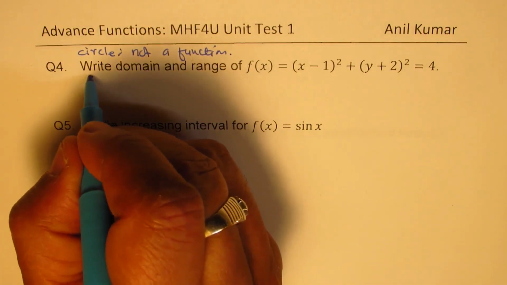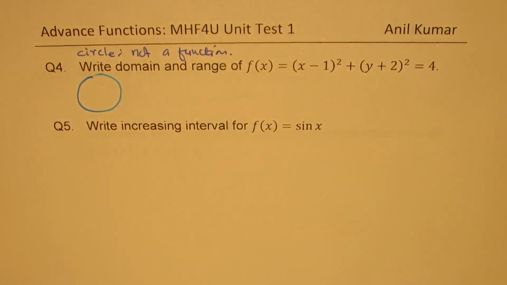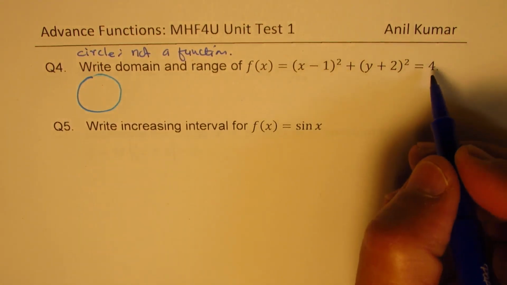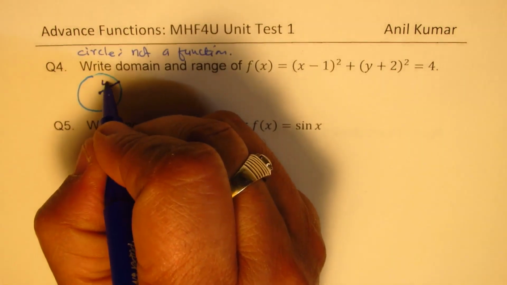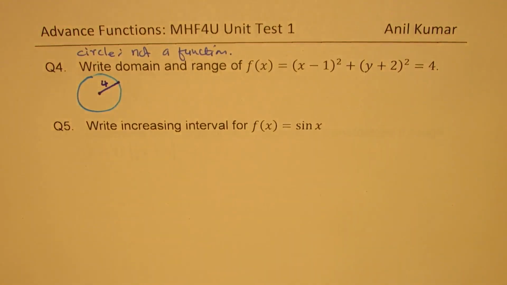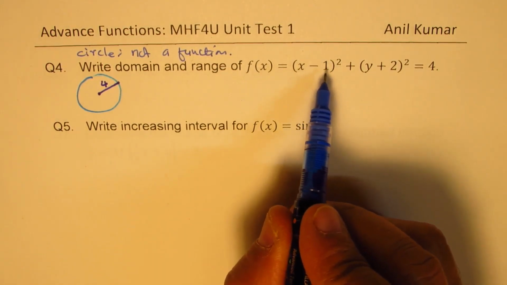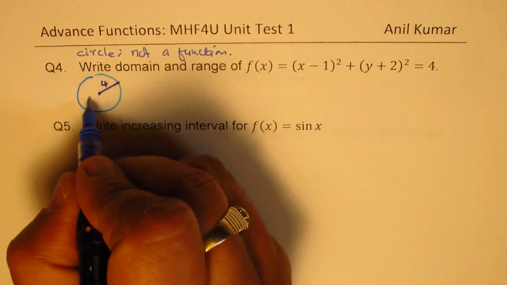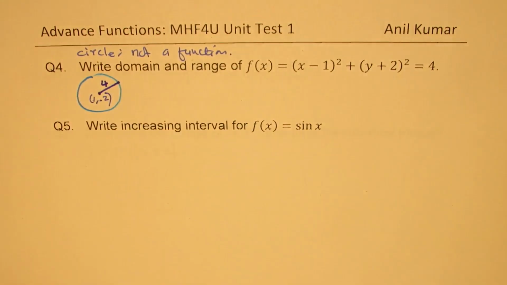So let me sketch one here. The radius of this circle is 4, right? So the radius is 4. And the point which is the center of the circle has moved to (1, minus 2). So this point here is (1, minus 2). Correct? So that is the circle which we're talking about.